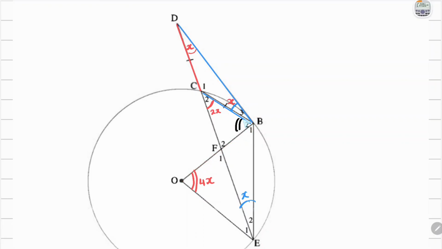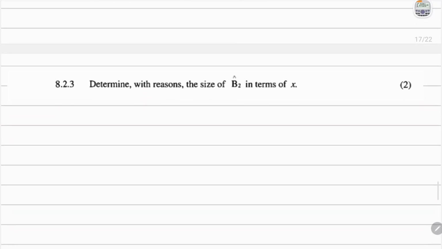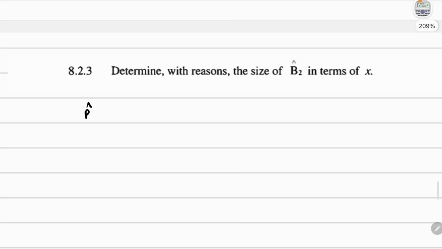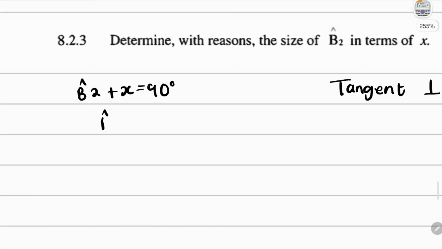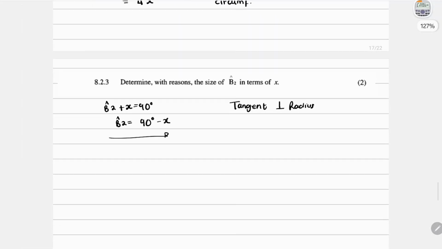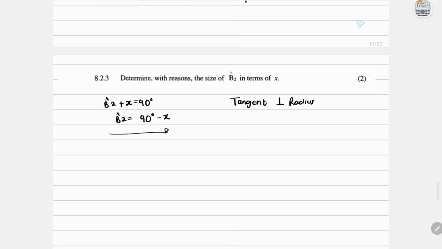So angle B2 plus x should give us 90 degrees because the tangent is perpendicular to the radius at the point of contact. So you can start off like that. Angle B2 plus x is equal to 90 degrees. This is because we have tangent perpendicular to radius. And then angle B2 is therefore equal to 90 degrees minus x. And that is our answer. Moving on to the next question.